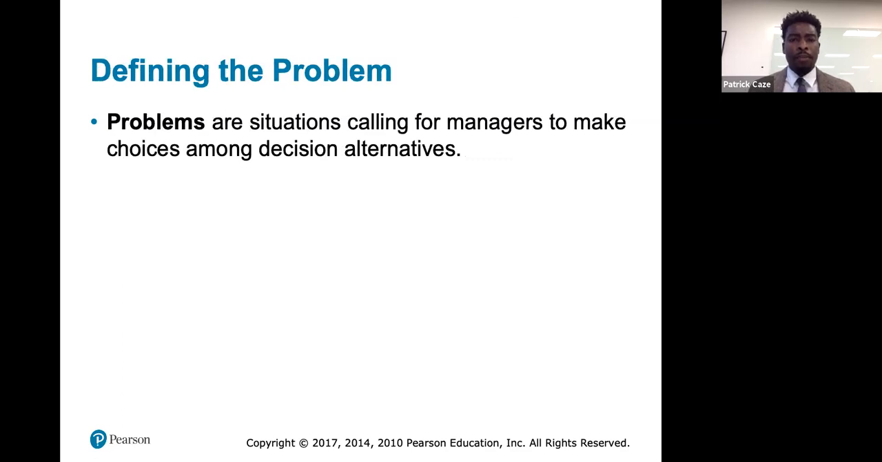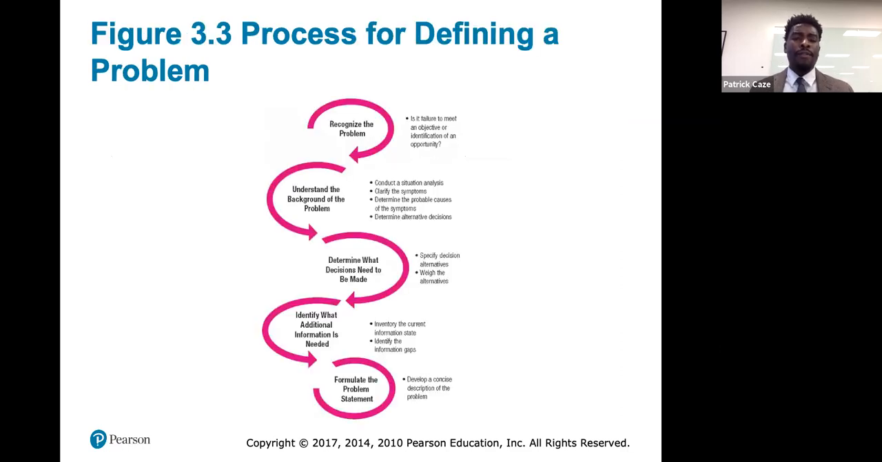Define the problem, okay? Problem situations call for managers to make choices among decision alternatives. You're always going to have a problem, okay? You're always going to have a problem.